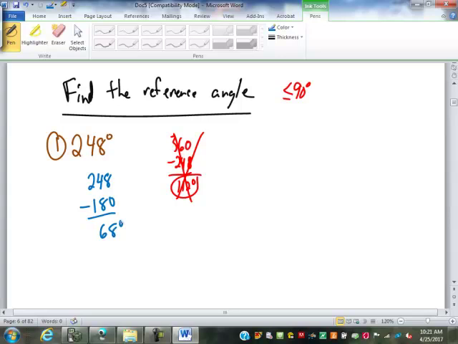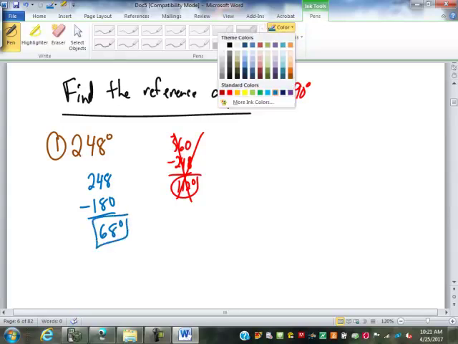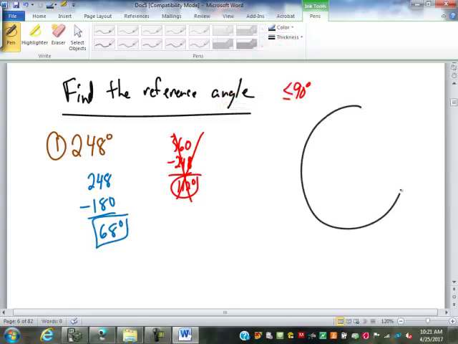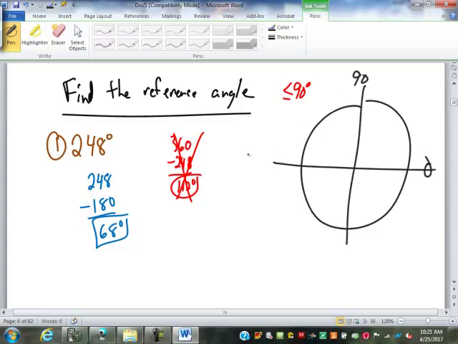248 minus 180 is 68 degrees. Remember, if you're thinking unit circle, this is 0, 90, 180, 270, 360. 248 is in here, so we've got to go back to 180. Yep.